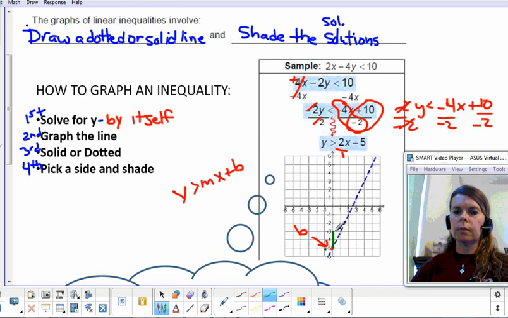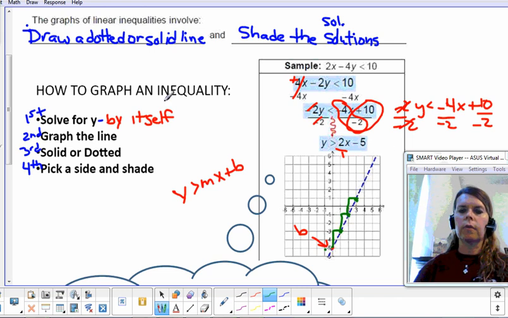Up 2 over 1. Do it again. Up 2 over 1. Do it again. Up 2 over 1. That gives you lots of points. And then notice it keeps doing that over and over.